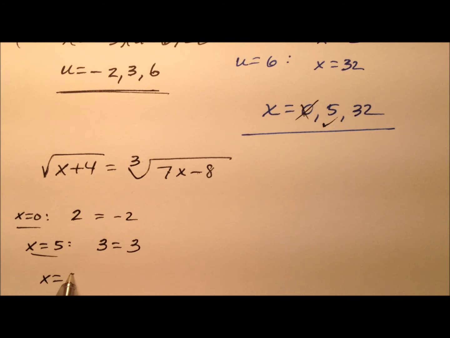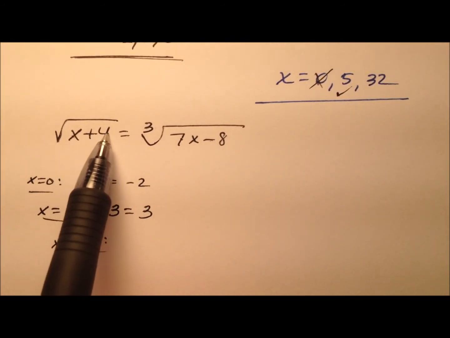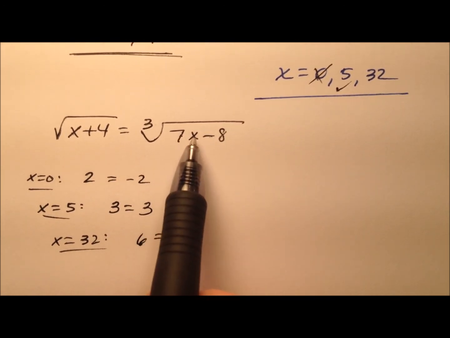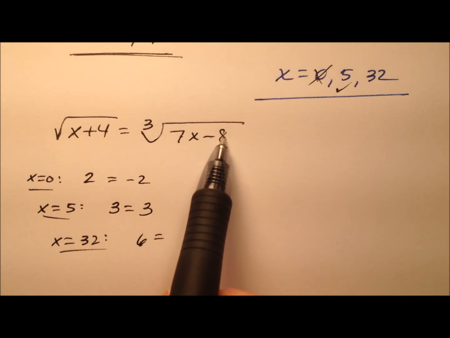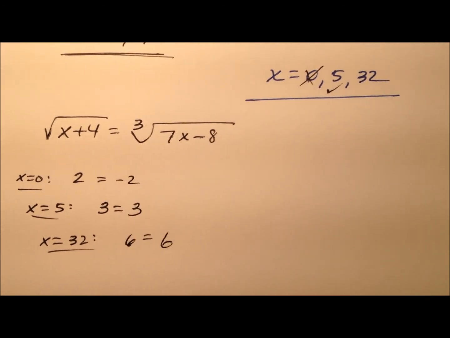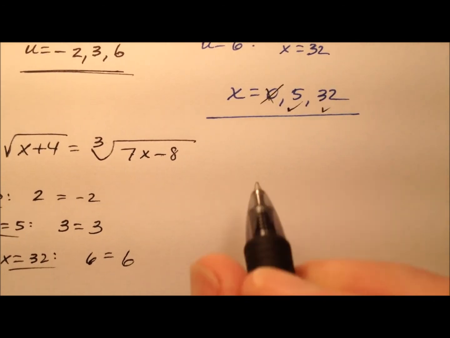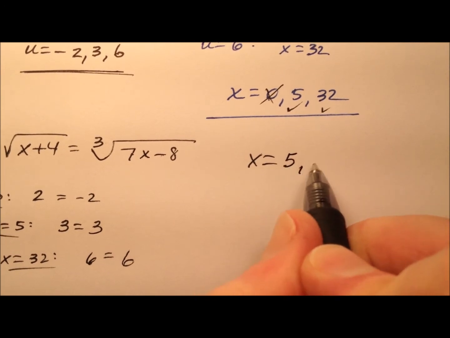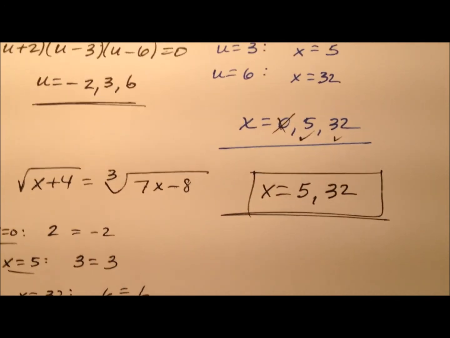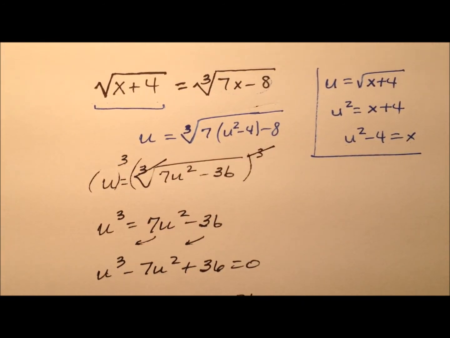So let's try this final one. x equals 32. So 32 plus 4 is 36, square root is 6. And then let's see, 32 times 7 minus 8. Let's see, 224 minus 8, 216. Cube root of 216 is 6. So it looks like we have two solutions here. x equals 5 and 32. So these two solutions are the x values that will make this radical equation true.